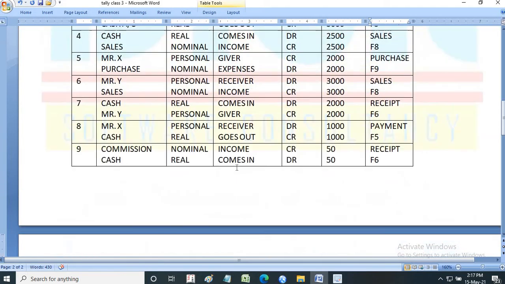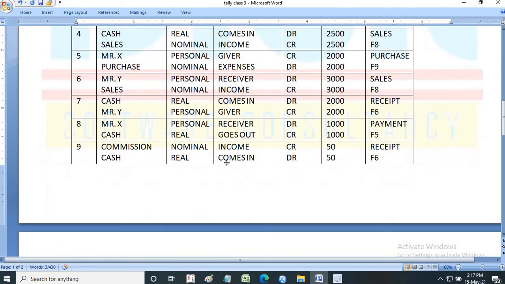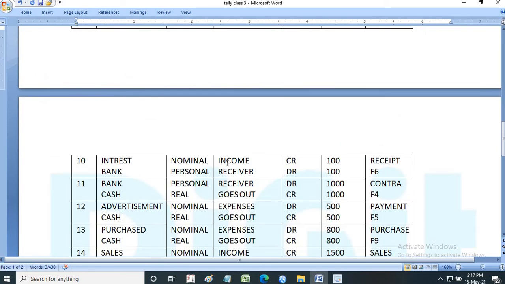And next number 15. So 15, paid salary by check. Okay, if we are paying by check, then it will not be cash account, it will be bank account. Okay, bank will be involved here because the payment will be made from the bank only. Bank will be the payer. Okay, they will pay it, giver. And salary is an expenditure. Okay, you are paying money to your employee.